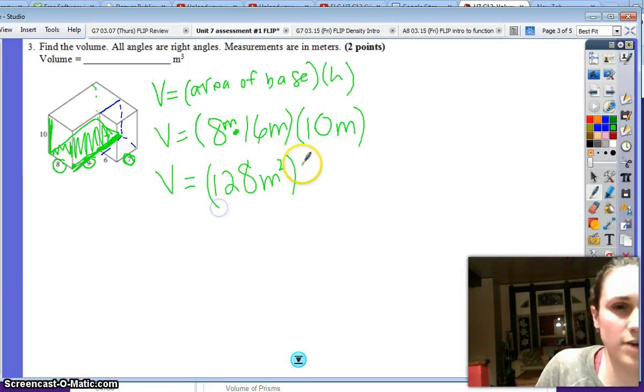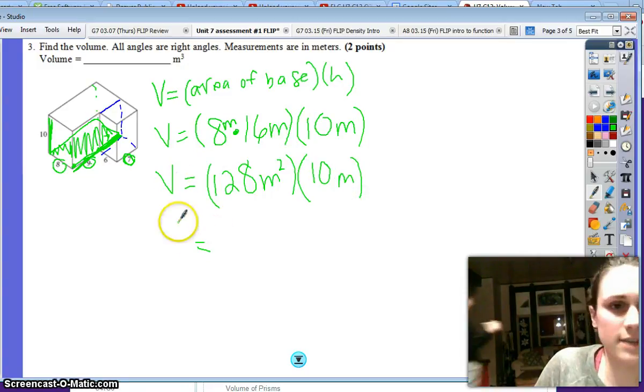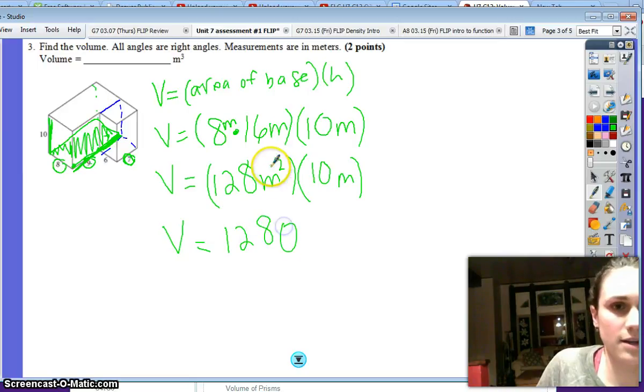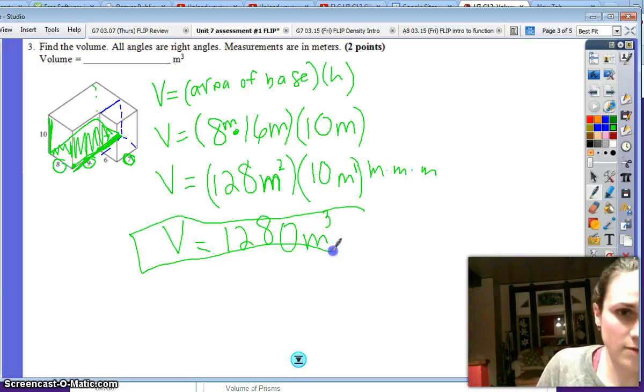And this is cool because we can figure out where the meters cubed actually comes from. Times 10 meters. Volume equals 128 meters squared, that's the area of our base, times the height of this figure, which is 10 meters. That's 1,280, and meters squared times meters to the first power. We remember when we multiply like terms with exponents, we add the exponents. 2 plus 1 is 3, so meters times meters times meters is meters cubed. That would be the volume of that green chunk.